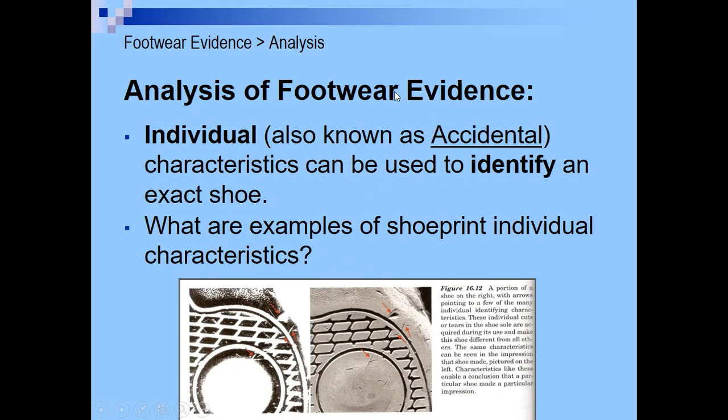However, what we really are looking for as a forensics investigator are the individual characteristics. They're also known as accidental characteristics. So I'm going to pause for a minute and give your brain a chance to think what might be some things other than size, shoe brand, shoe style, shoe tread pattern that would be something more specific to one person.